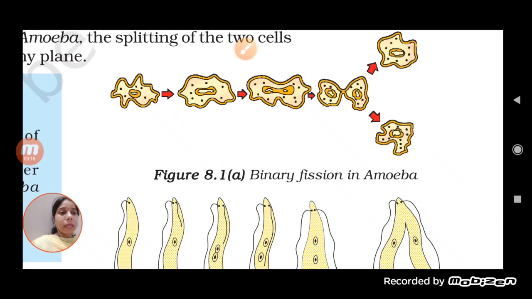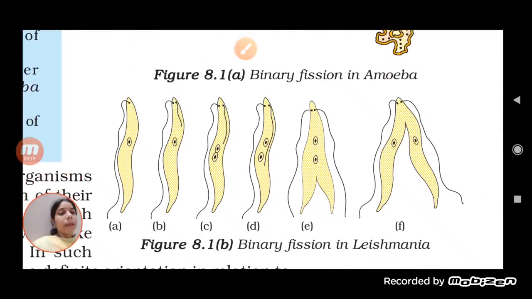Although this process does not take very much time, the daughter cell produced here will first grow and mature into a fully matured amoeba, and then it will show the process of binary fission. Similarly, in case of Leishmania also, the division occurs. First the nucleus divides and the cytoplasm divides, and then it gets divided into two. Again the two daughter cells formed by the parent cell will grow and develop, and when they become fully mature, they will again show the process of binary fission. So this is what, students, binary fission is.